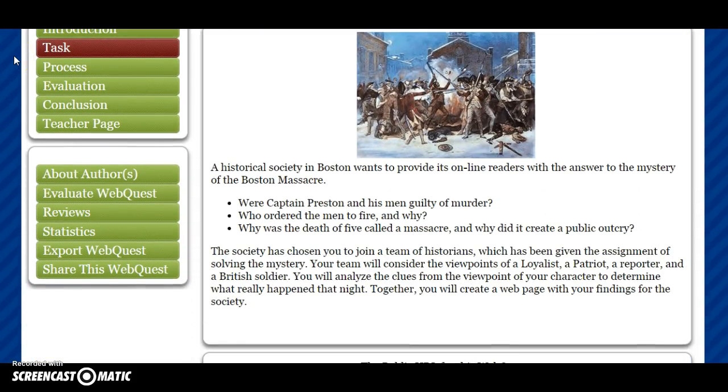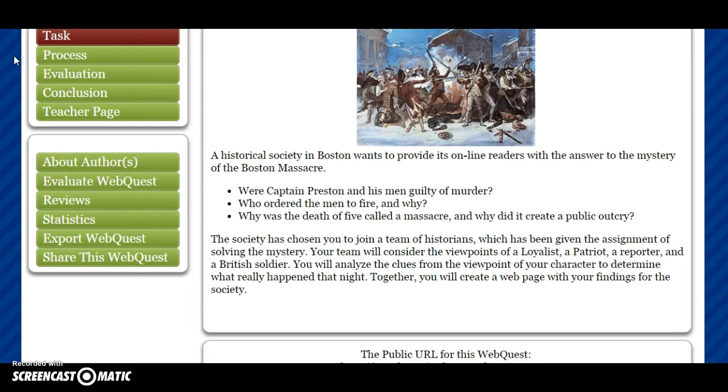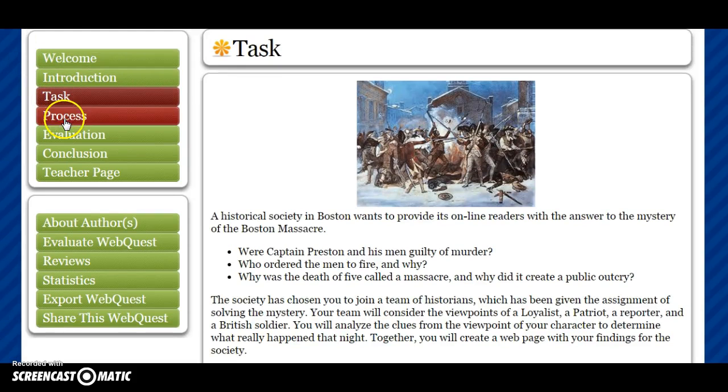The task sets students as historians with the job of writing a website for a Boston Historical Society, and students will take the roles of characters at the time of the event so that they can learn to see history from multiple viewpoints.